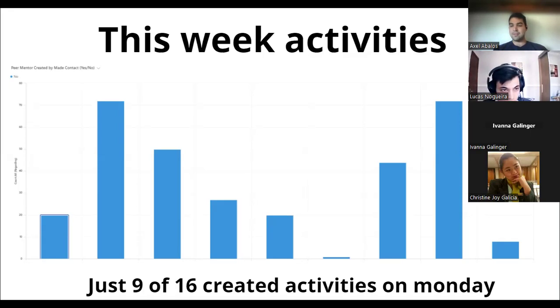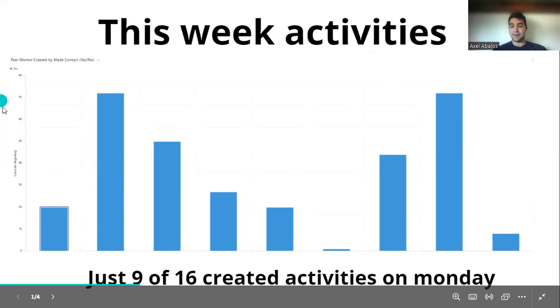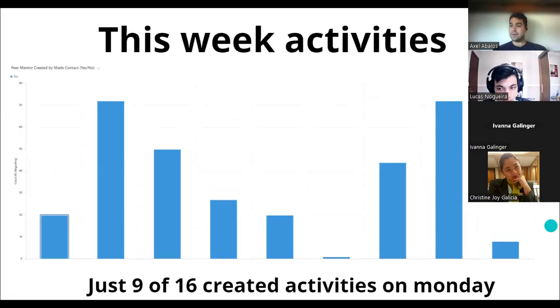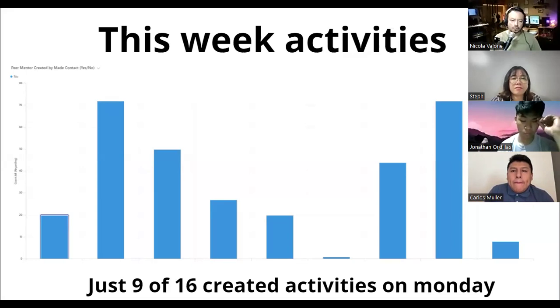It doesn't have the names of the mentors, but we can see that just 9 of 26 mentors created activities on Monday. So I don't see that everyone is creating activities as I requested. I know it's hard, guys. I know it's difficult sometimes to do all the things on Monday, but try to do it. My suggestion, in this guide that I created, is to avoid this. I want 16 of 16 mentors creating activities.